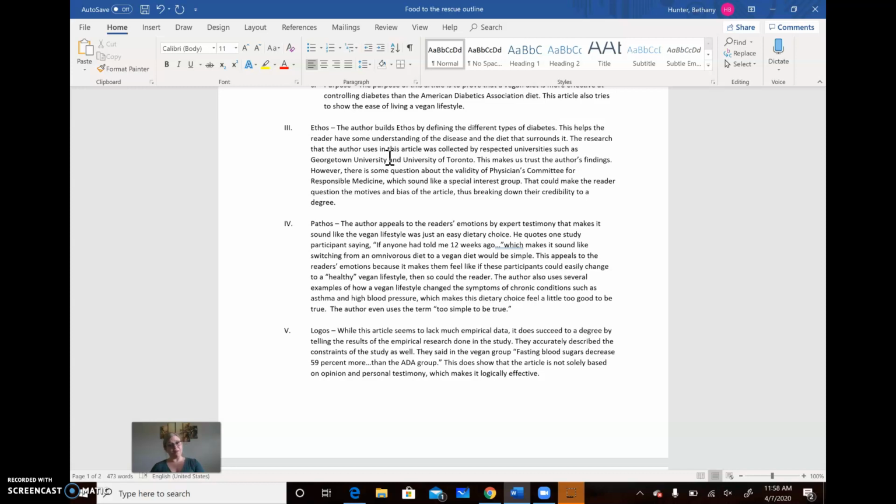So then, moving on to my next paragraph, which would be pathos. They appeal to our emotions basically by having expert testimony, which is people who were in the study, saying that it was an easy dietary choice. And then I actually had the quote about the 12 weeks ago talking about how easy it was, and how readers could easily switch to this vegan lifestyle, which, if any of y'all know much about a vegan lifestyle, it's a little bit harder than just, oh, I'm a vegan now. It's kind of hard to switch to.